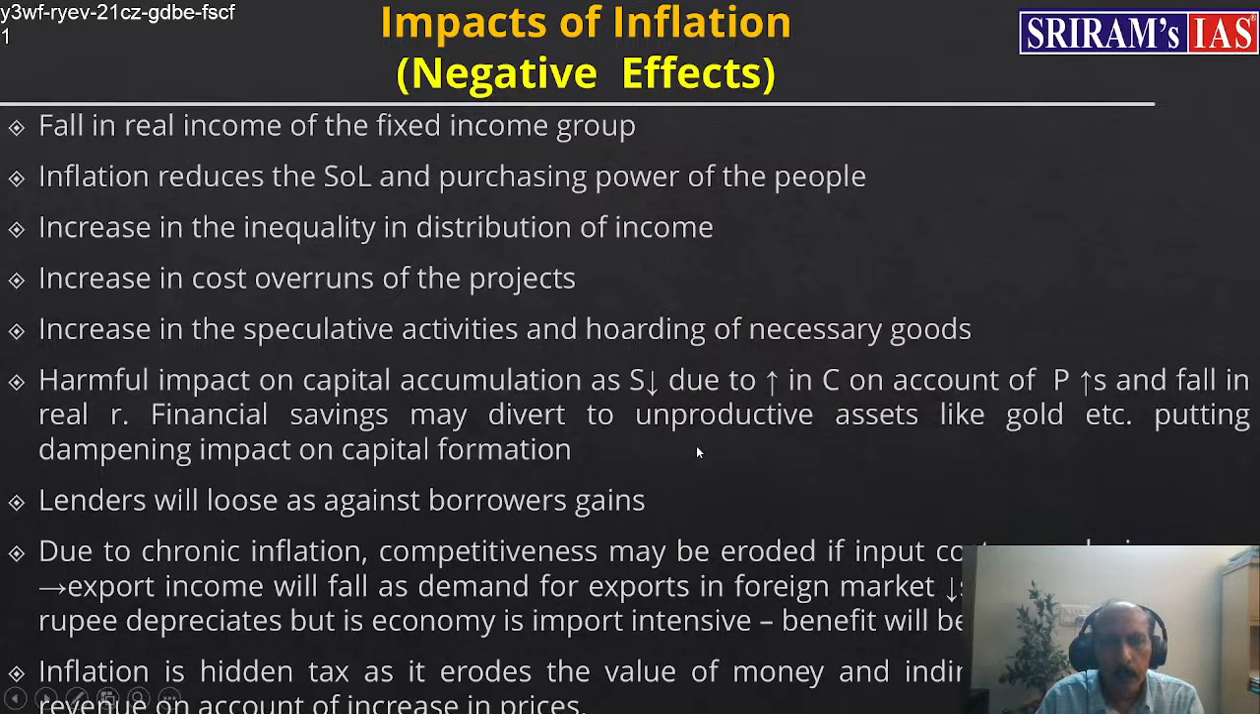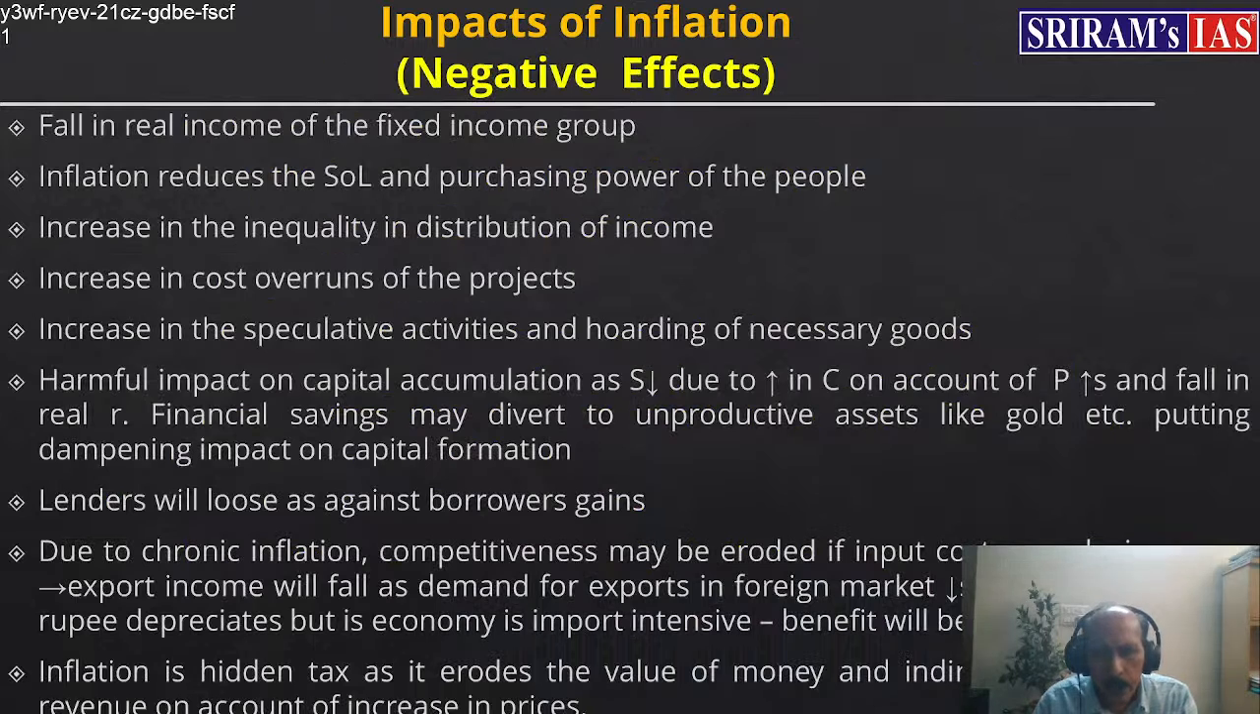And therefore, the negative effects are more dangerous, with a harmful effect on capital accumulation, because when prices are rising, to maintain the same level of consumption, your savings fall. Consumption rises and saving falls. When saving falls, obviously your capital accumulation or investable funds fall. Therefore, the harmful effect is all over.